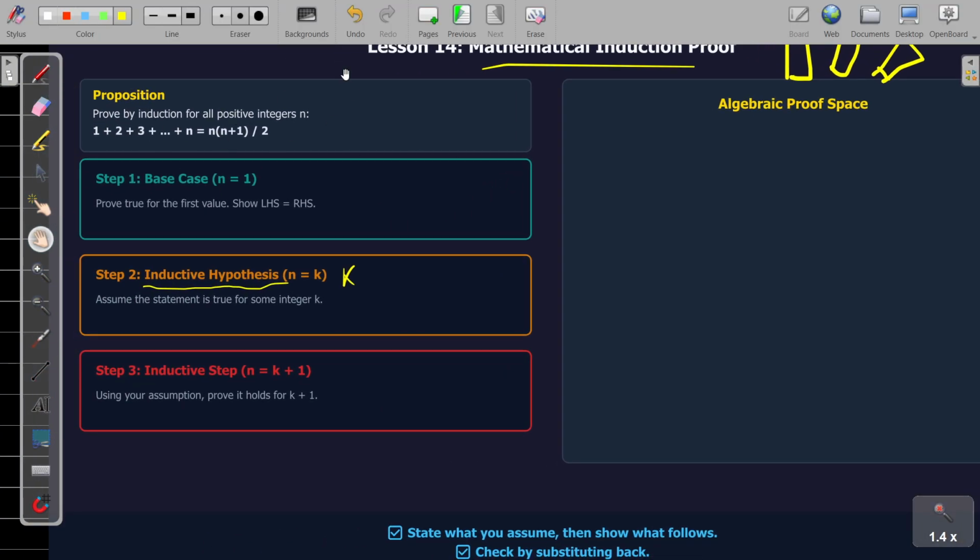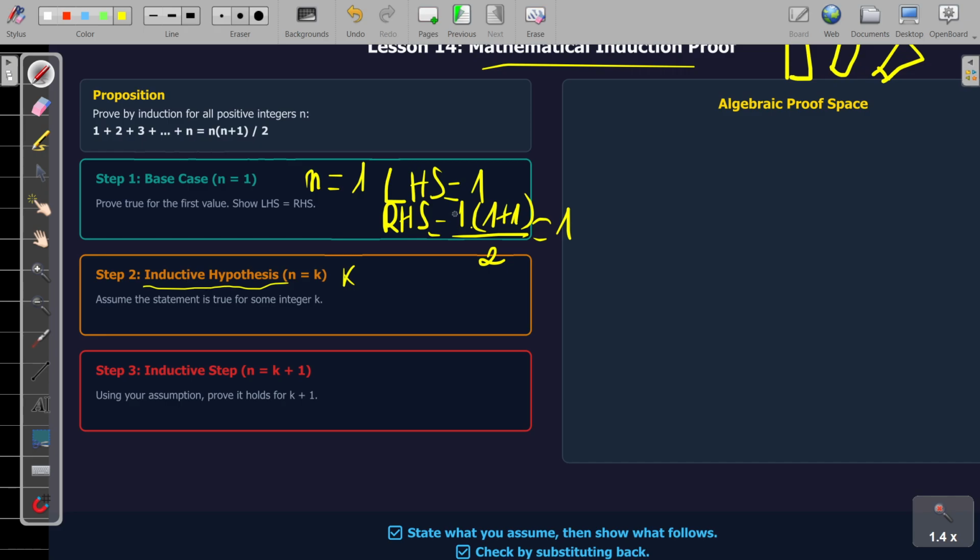So the base case, we need to prove this. So our base case is n equals 1. I'm going to write in both places to save some space. Now, I'm going to look at the left-hand side and the right-hand side. The left-hand side for the base case is going to be equal to 1. The right-hand side is 1 multiplied by 1 plus 1, divided by 2, and that would give us 1, because this is 1 multiplied by 1 plus 1, which is 2, and 2 divided by 2 is 1.